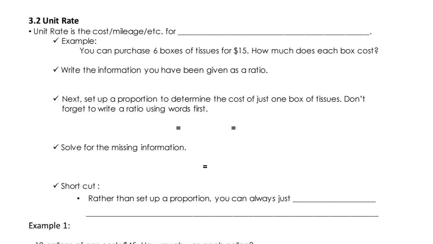The next unit is unit rate, which is really similar to rates and ratios, except unit rate is for 1 unit. So we find it for only 1 unit. So it's the price of a singular unit. So looking at the example, if we have 6 tissue boxes for $15, we want to know how much does one, or each, box cost.